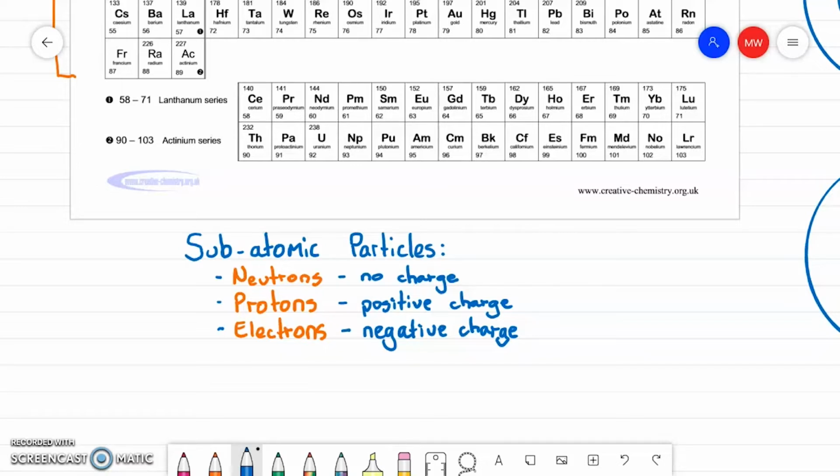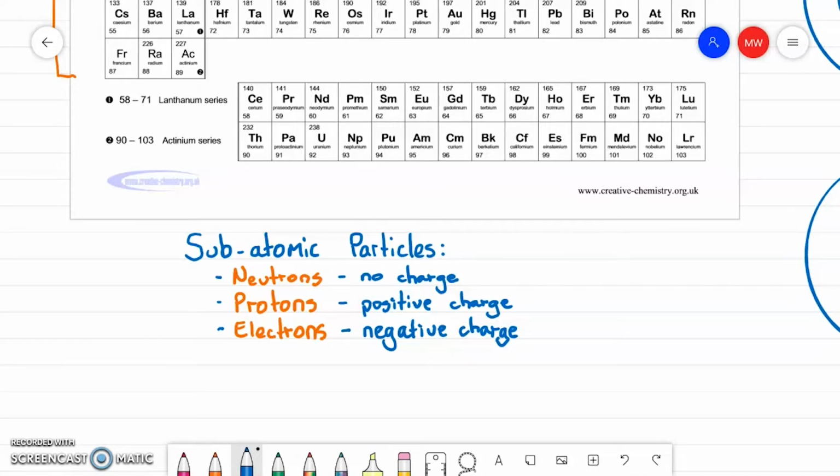But in the case of an ion, you'll either have more protons than electrons, giving it a positive charge, or you'll have fewer protons than electrons, giving it an overall negative charge. Positively charged ions are called cations, and negatively charged ions are called anions.